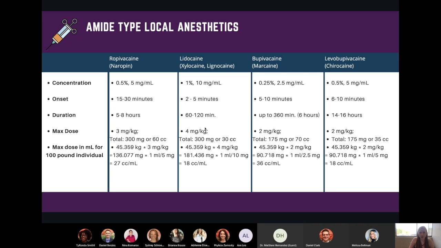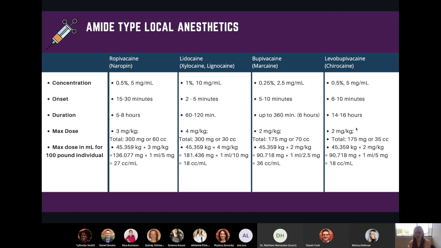And then the max dose for lidocaine would be 4 milligrams per kilogram with a total max dose of 300 milligrams or 30 cc's, with the max dose for a 100-pound patient being 18 cc's. For bupivacaine, it's 2 milligrams per kilogram with a total max dose of 175 milligrams or 70 cc's, with a 100-pound patient being 36 cc's.